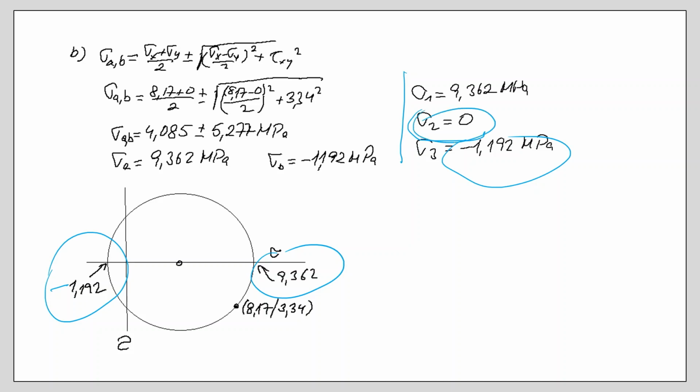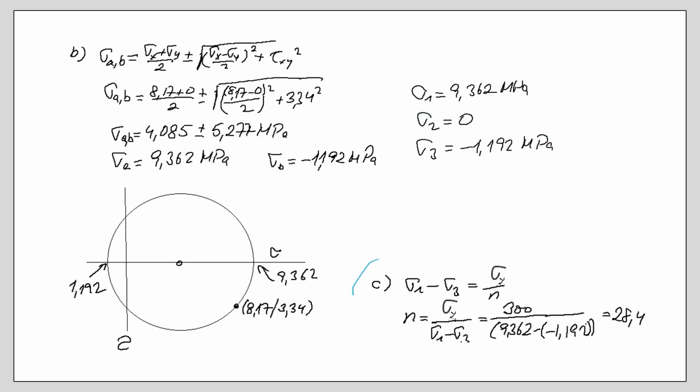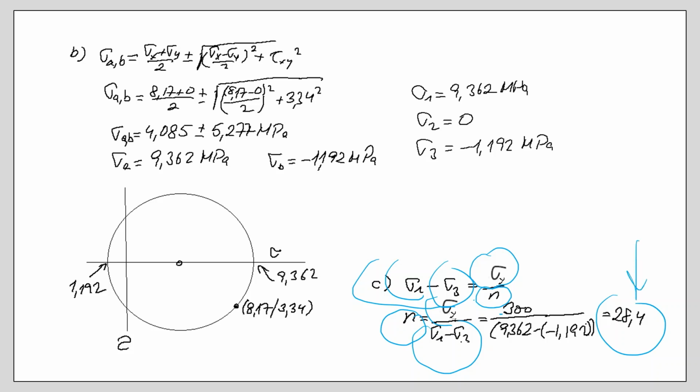And what about Tresca? Tresca says sigma 1 minus sigma 3, if it exceeds the yield strength, you will have failure. It should be the yield strength divided by a certain safety factor. You can determine, for our case, the factor of safety: yield divided by sigma 1 minus sigma 3, and over here the factor of safety is very high, 28.